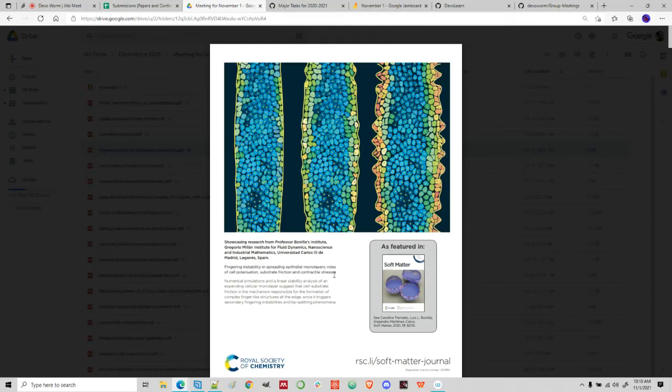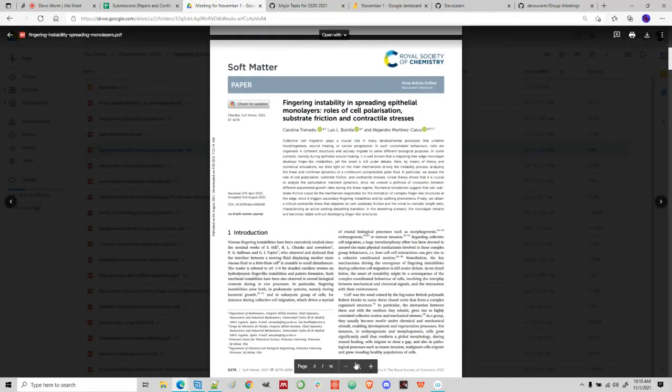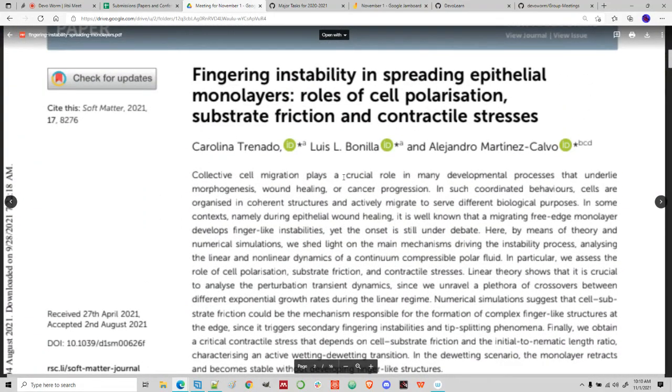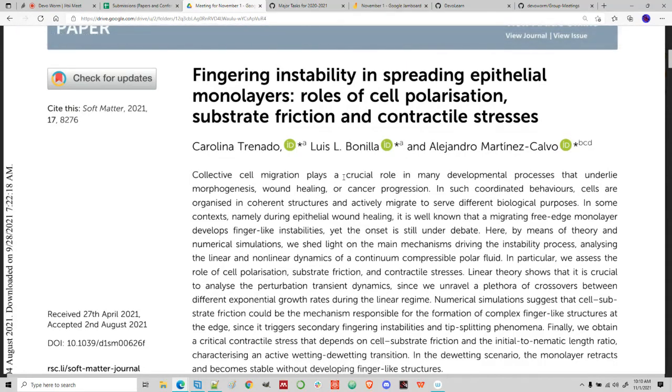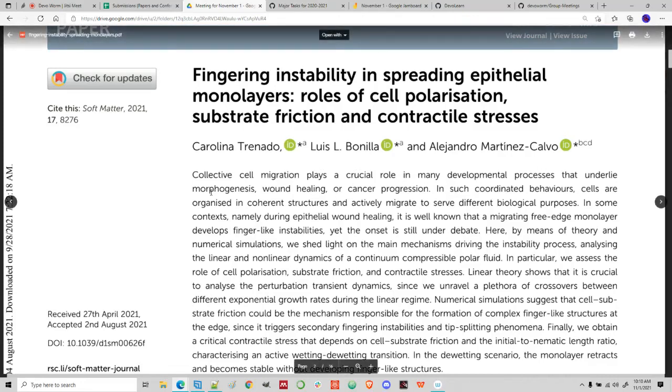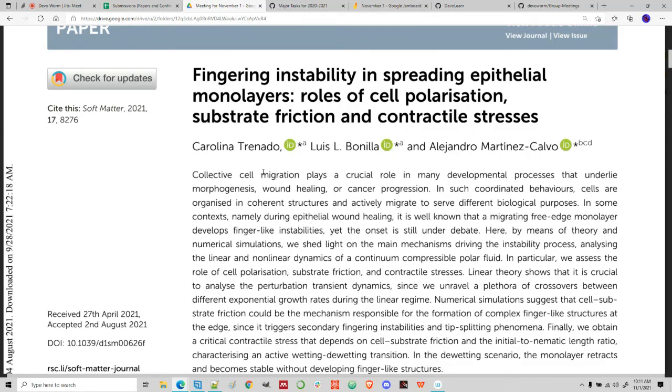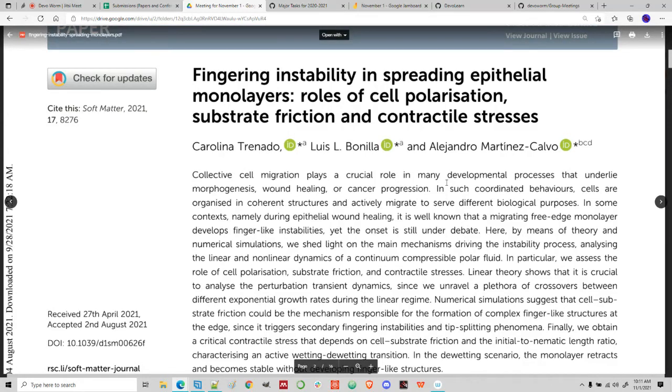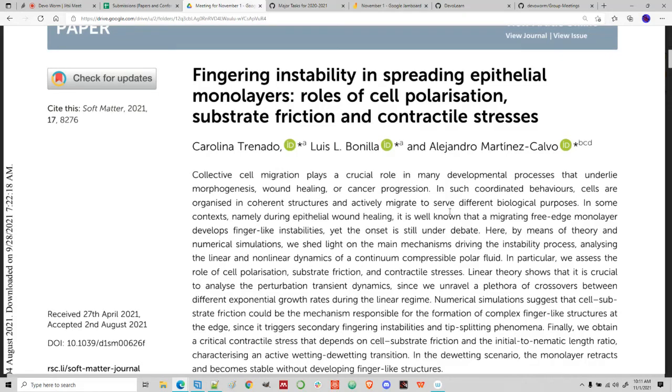So this is going towards the formation of the epithelium, which is part of the embryo. We're looking at the formation of a tissue layer, and it's basically talking about the physics of this process. I see, they're making it similar to dendritic growth of crystals. Yeah, I think so. So the abstract reads, collective cell migration plays a crucial role in many developmental processes that underlie morphogenesis. So now they're focusing on collective cell migration, the movement of cells collectively.